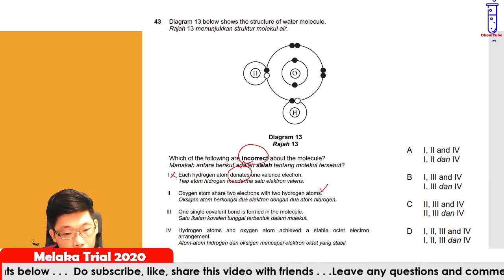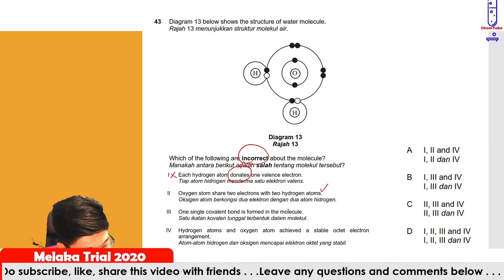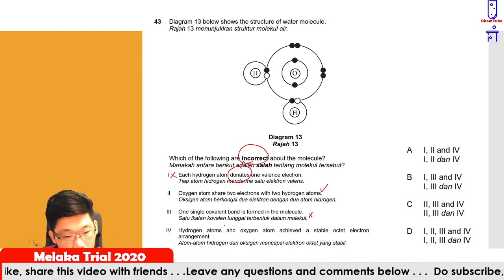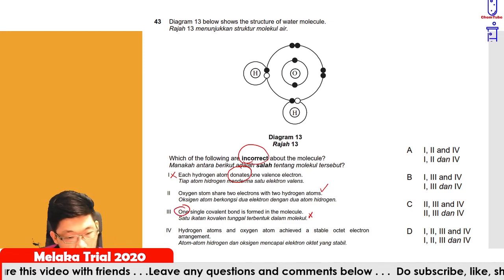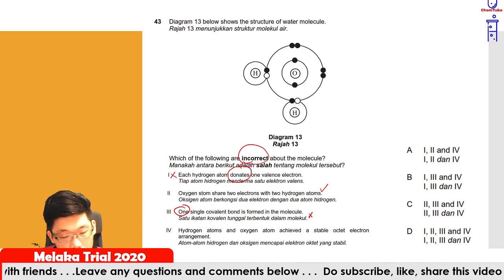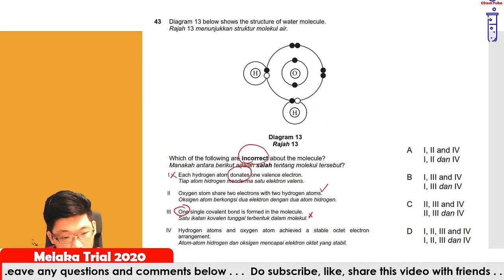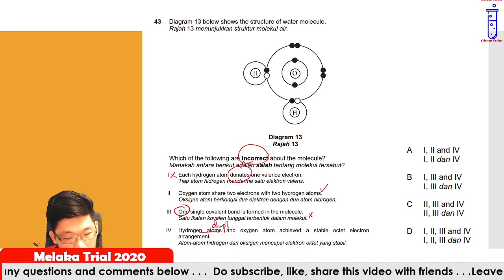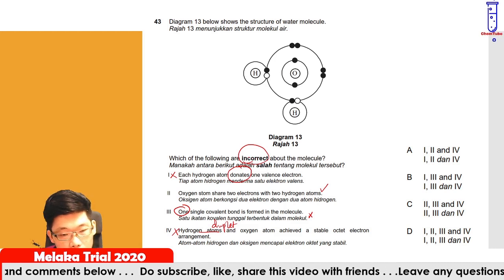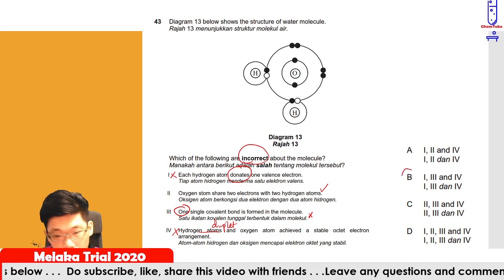One single covalent bond formed in the molecule. This should be wrong, it should be two single bonds. Hydrogen atoms and oxygen atom achieve stable octet electron arrangement. For oxygen, octet, yes, but hydrogen should be duplet. So this one is also wrong. Because the question asks which is incorrect, 1, 3, and 4 are incorrect. So B is the answer.